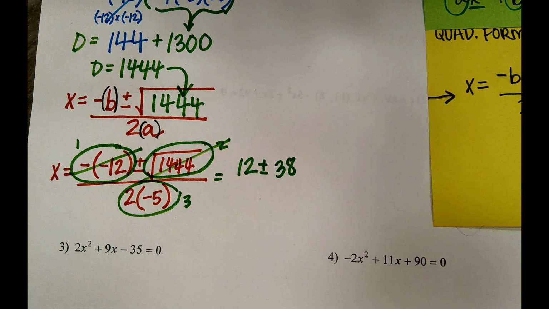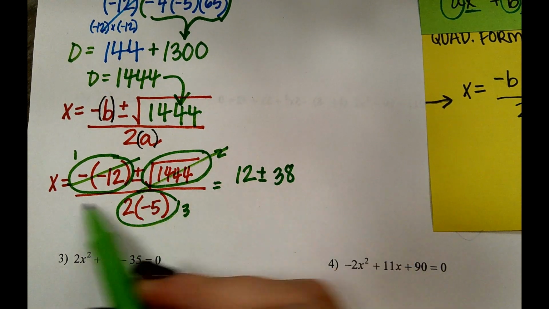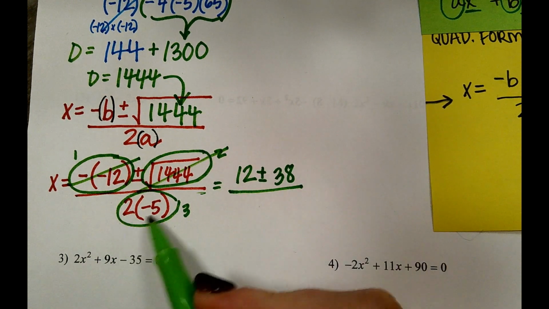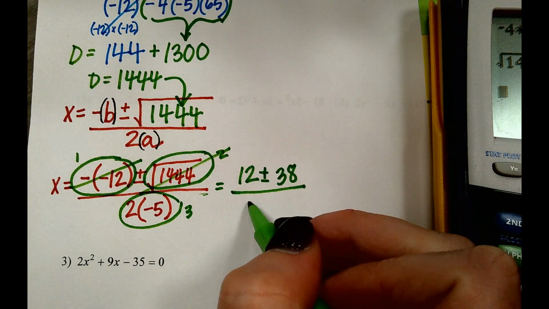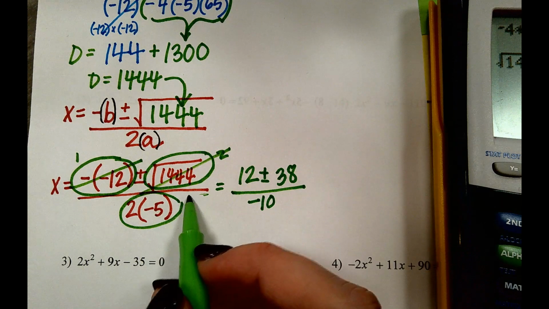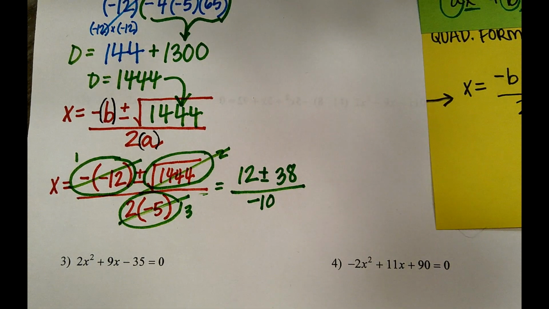Done with that, I'll cross it off. Over, and now I just have this, over 2 times -5, and that is -10. Okay, so I'll stop for just a moment. And before we go to the next step, if there's anything you're not sure how we got, stop me. We can talk about it.